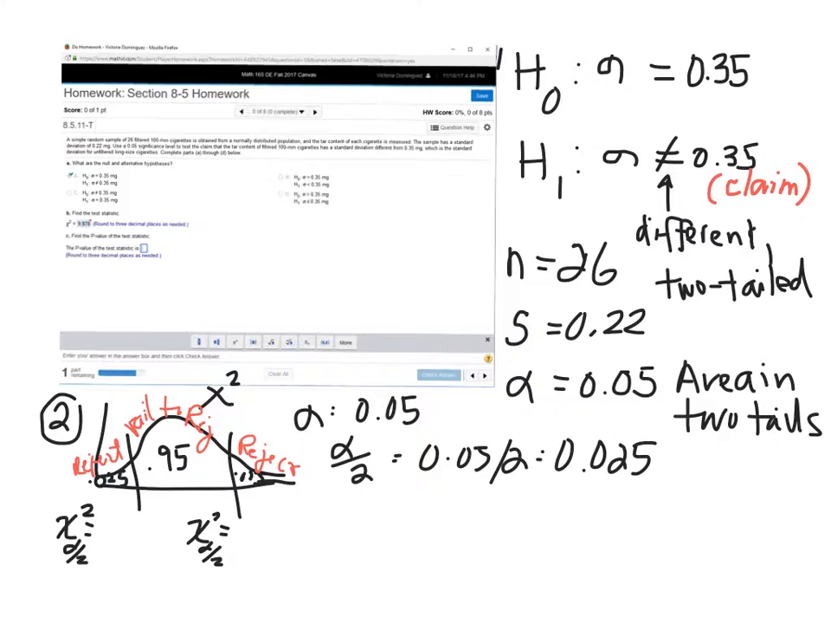All right. So we want to find those two numbers here. We need to go to the table and label our chi-square values. My chi-square right, let me start with the right, is 40.646.